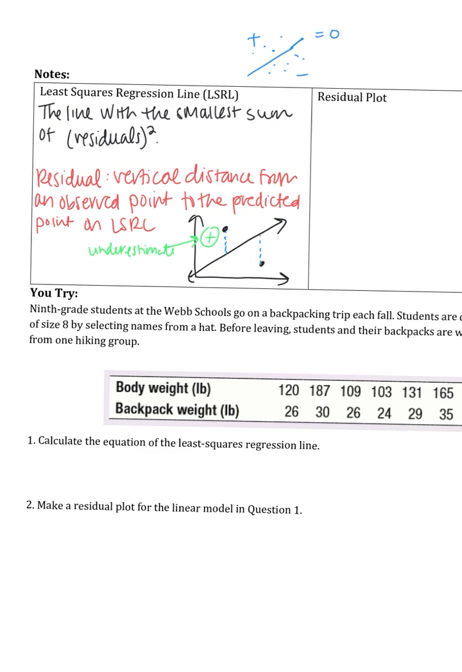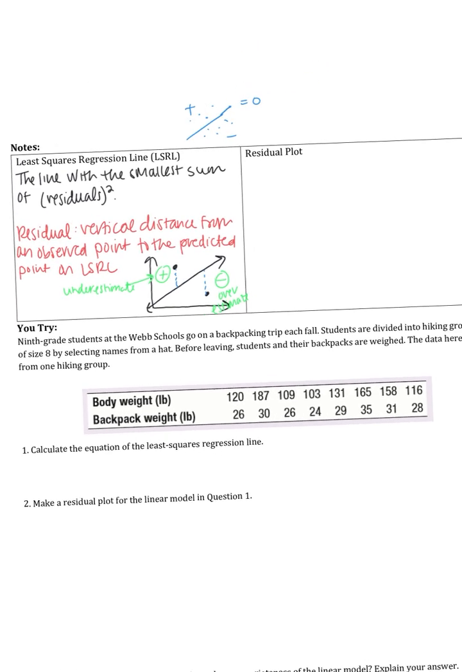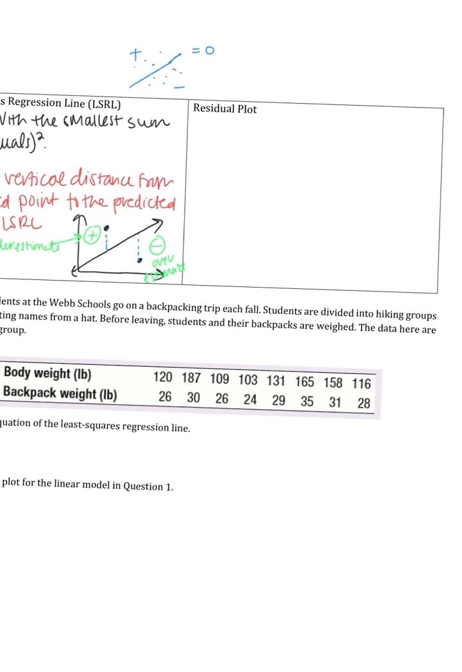Because that point falls underneath the line, this is an overestimate. We estimated that value at this particular X value to be something here, but it fell underneath, it fell below, so that's an overestimate.